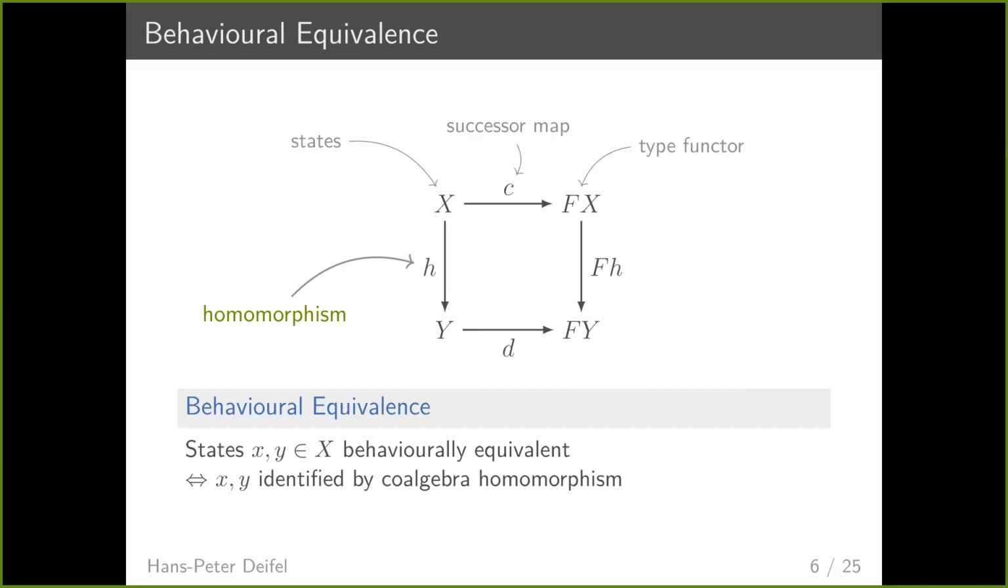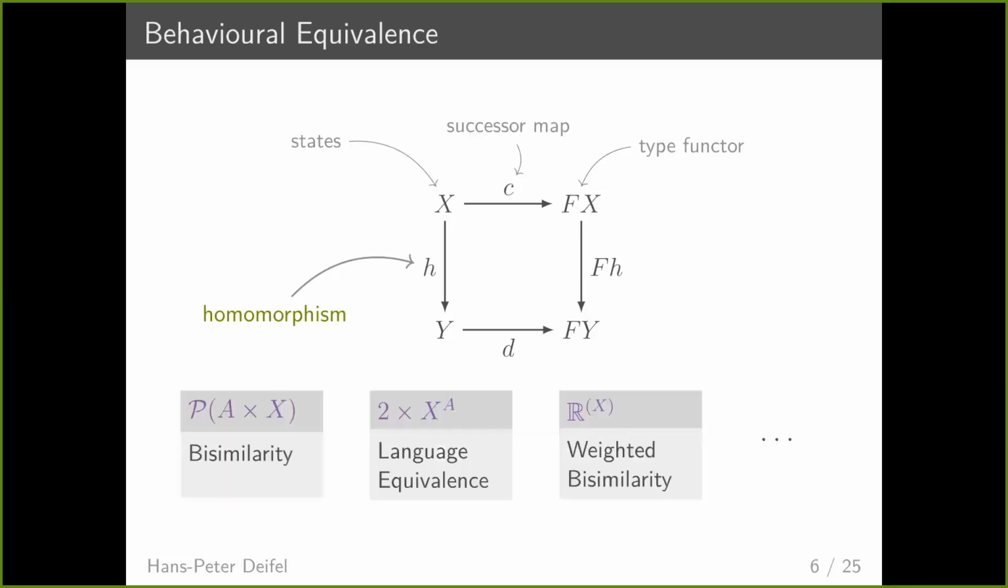And this corresponds to well-known and useful notions in the individual systems. So for labeled transition systems, we get standard strong bisimilarity out. For automata, we get language equivalence even. And for this real-valued functor here, or coalgebras for this functor, we get a form of weighted bisimilarity.